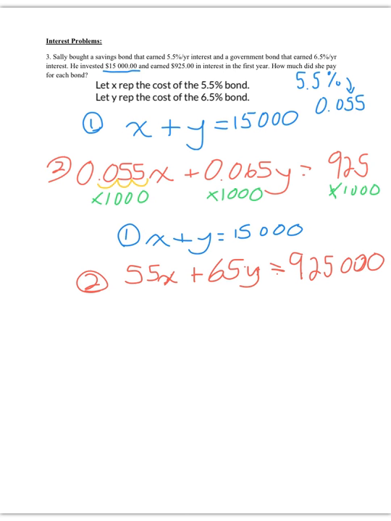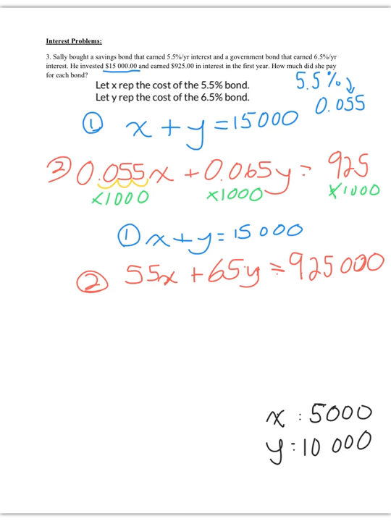I'm not going to show you it. I will give you the answer though, because I'd like you to try this one yourself. You're going to find out that x was $5,000 and y was $10,000. But I want you to go ahead and try that. Figure it out. Use substitution or elimination to get those amounts. But that's what the final answer should be.